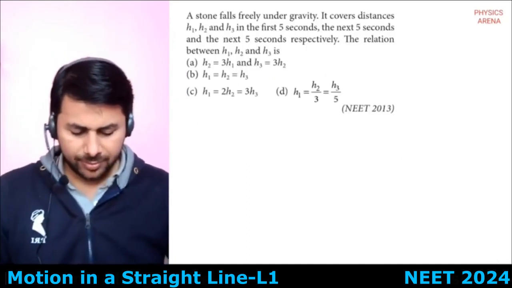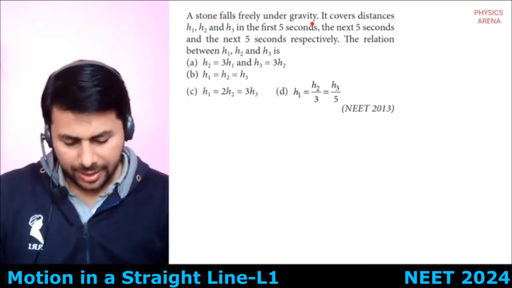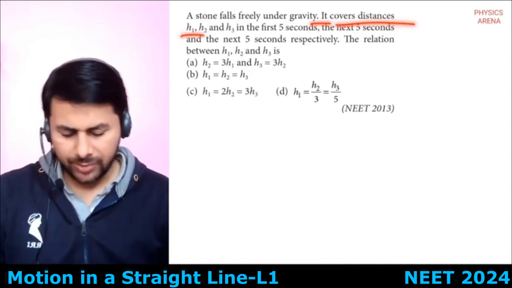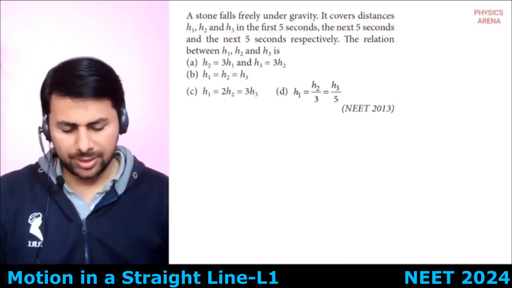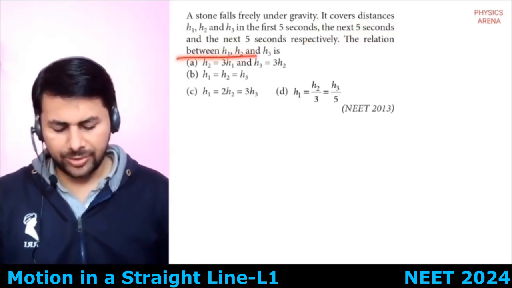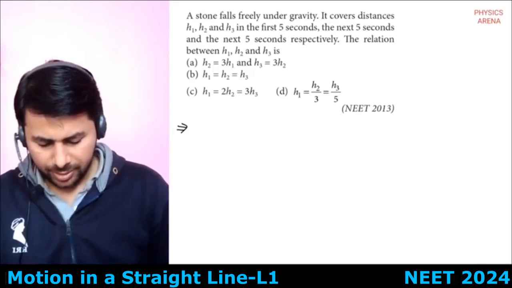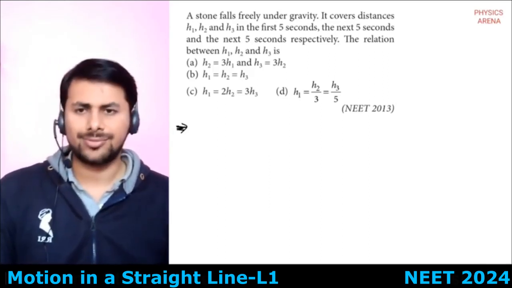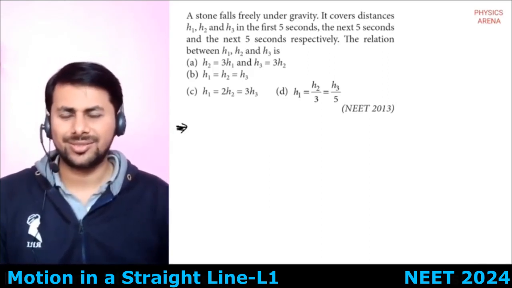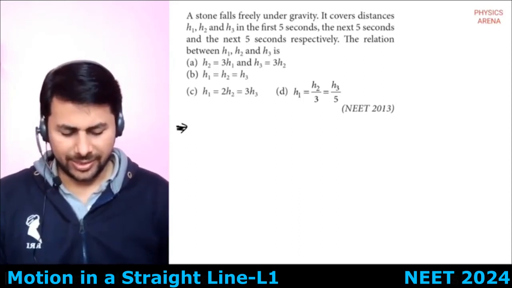Next one. A stone falls freely under gravity, covers distances h1, h2, h3 in first 5 seconds, next 5 seconds, and next 5 seconds respectively. The relation between h1, h2, h3 is... So tell me, this is a direct question. It is option D. Okay, let's check.